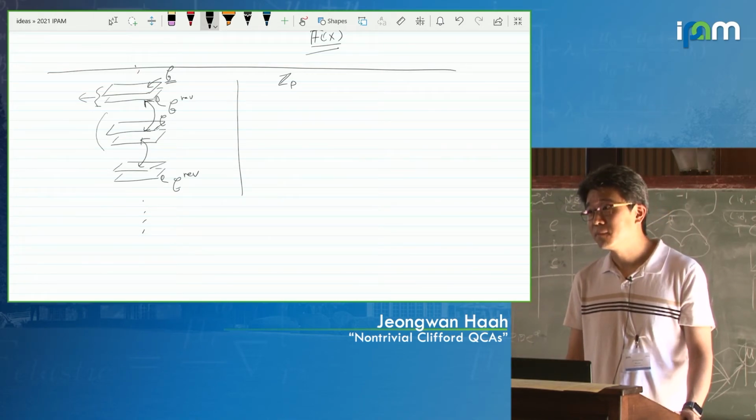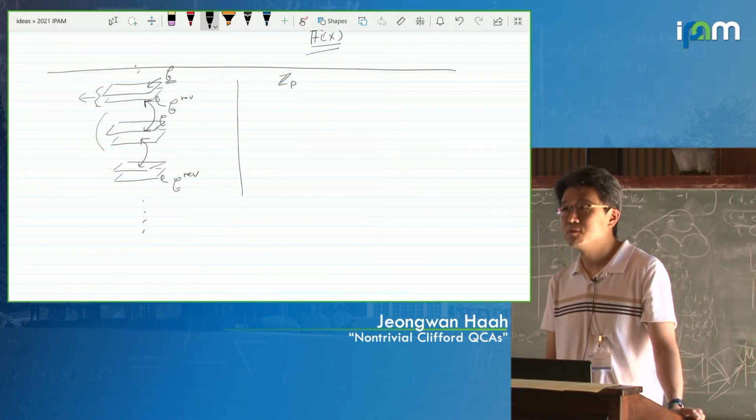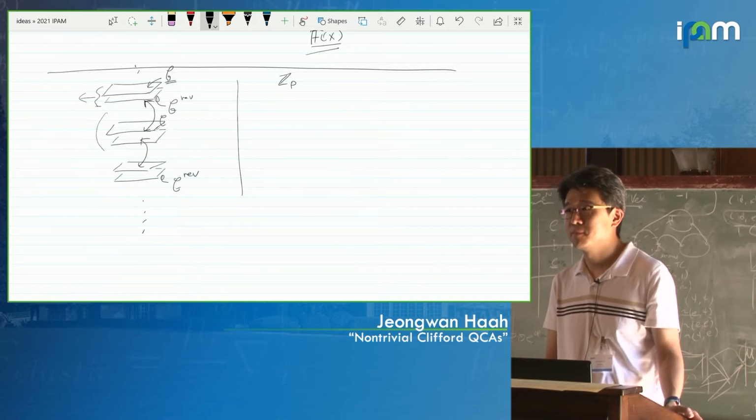Jeongwan: When you say boson, do you mean a Witt anyon, or what? Strictly boson. It will be a Witt. Yeah.